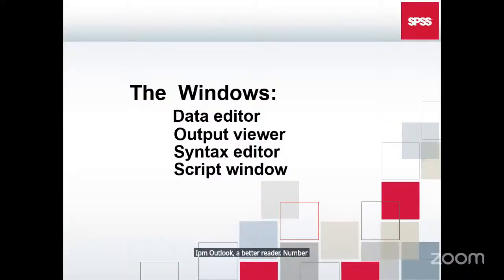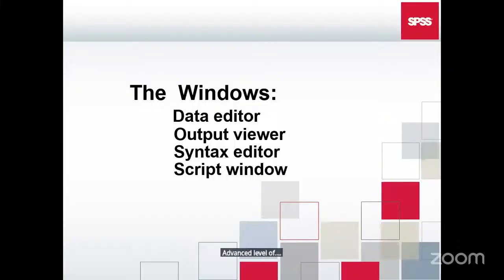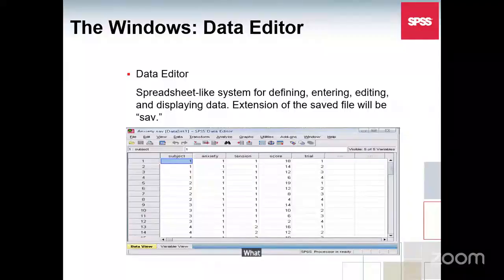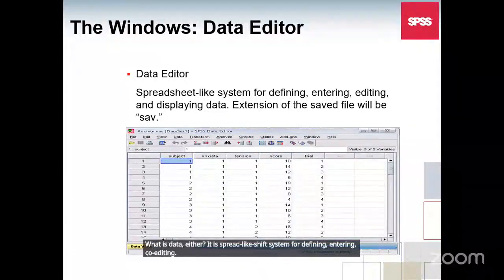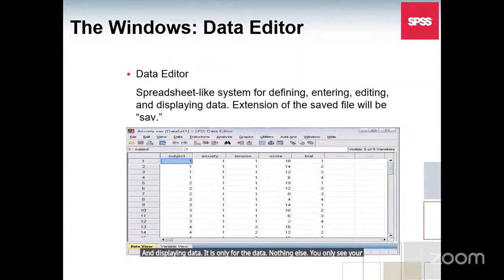Number two is the output viewer, where you get the results. In Microsoft Excel, you see the result on the same screen, on the same tab, and sometimes the data is hidden by the output. But in the IBM SPSS, the output viewer is a different window. Syntax editor and script windows are for the advanced-level user of SPSS. What is the data editor? It is a spreadsheet-like system for defining, entering, editing, and displaying data. It is only for the data, nothing else. You only see your variables with all the entries you have done. You do not see anything else.